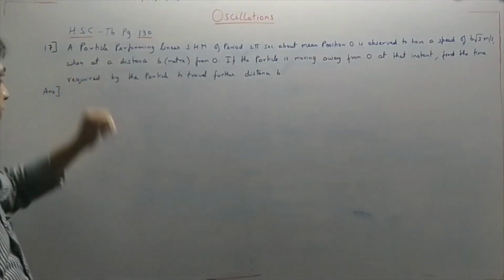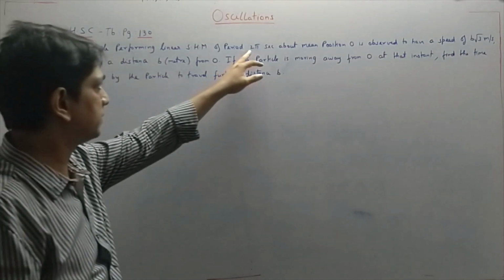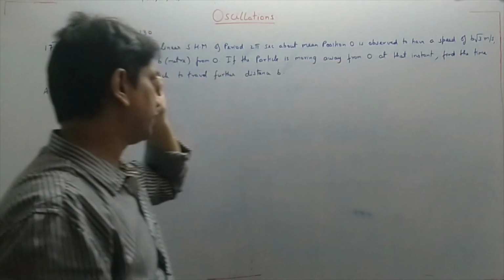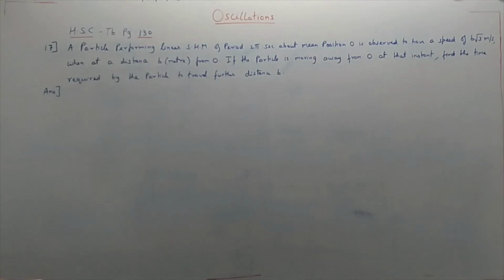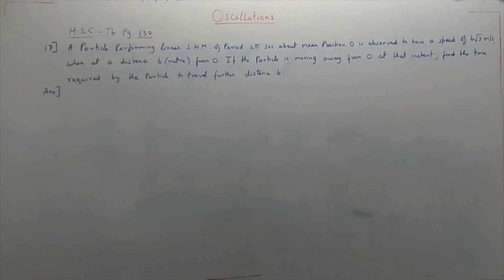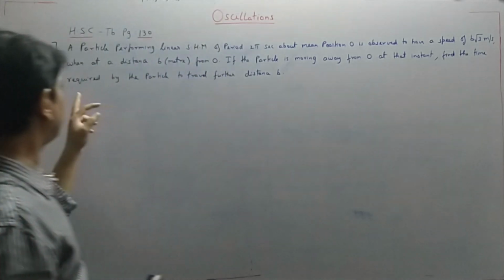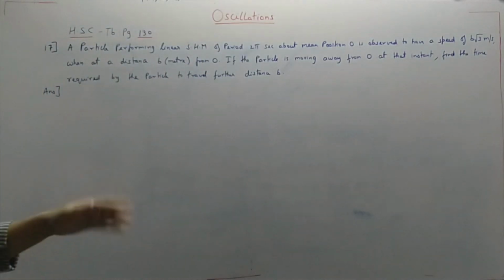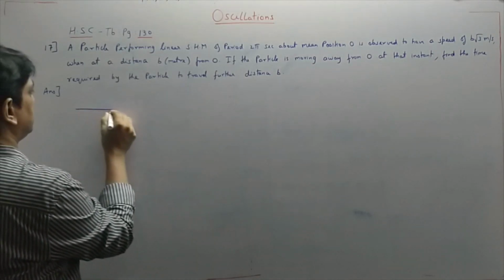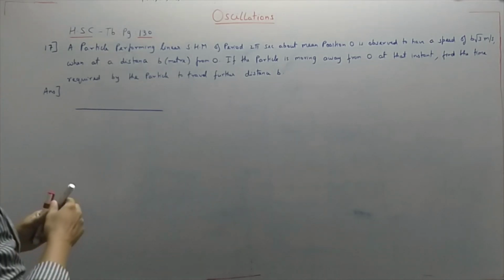Number 17: a particle performing linear SHM of period 2 pi seconds about mean position O is observed to have a speed of b root 3 meter per second when at a distance b meter from O. If the particle is moving away from O at that instant, find the time required by the particle to travel a further distance b. The meaning is, I will deal with the solution. What you have to find, I will tell you.